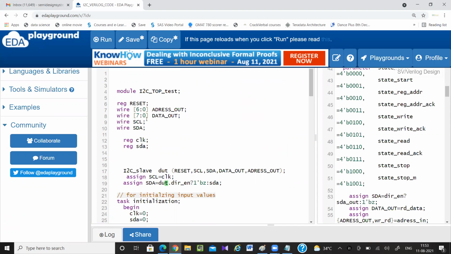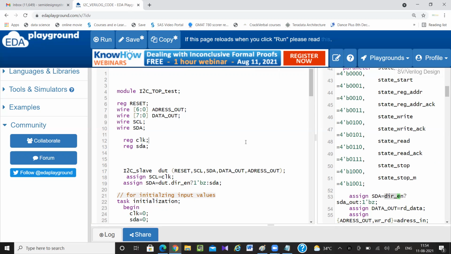Ma'am, please kindly explain the hierarchical path. Hierarchical path: DUT means, see, here I have given the instance name DUT. So go to this I2C slave, and inside this slave, what is the direction enable? DUT dot direction enable. Here I have given its name as M1, so it will be M1 dot direction enable.